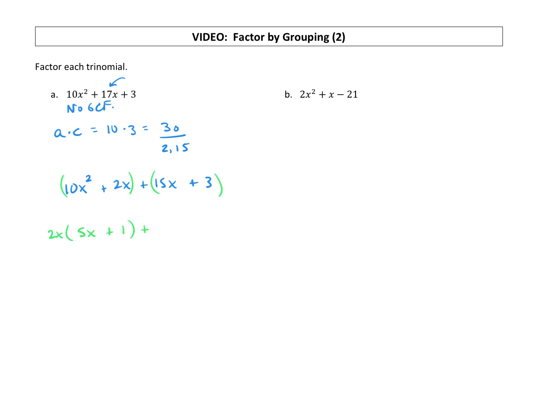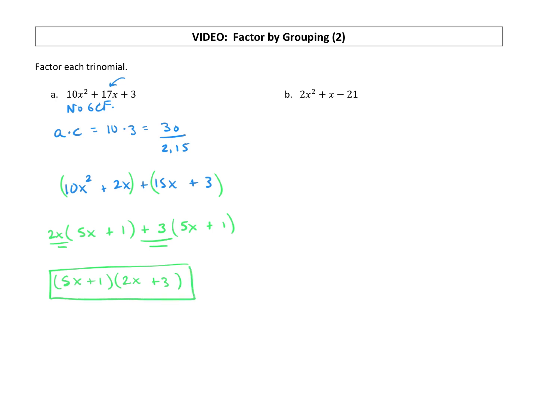All right, plus 15x plus 3 has a GCF of 3. When you factor a 3 out of 15x, you get 5x. And when you factor a 3 out of a 3, you get a positive 1. So we notice that we have a binomial GCF here. We've got a 5x plus 1 and a 5x plus 1. So we're going to factor that out, 5x plus 1. And then what you're left with is that 2x and that plus 3. And there we have factored by grouping.